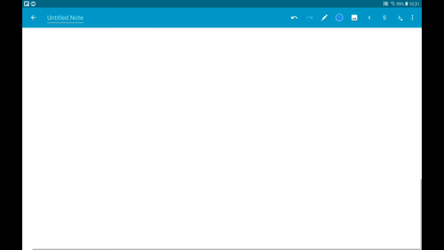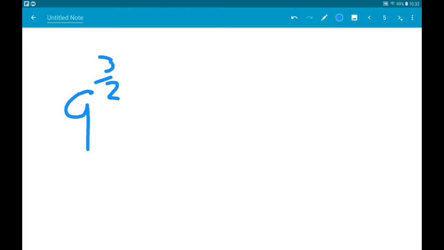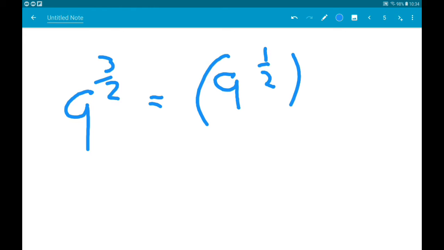So that we want 9 to the 3/2. Okay, so split it up in the same way. We're going to call this 9 to the 1/2 all cubed. Now, 9 to the power 1/2 is the square root of 9, so that's 3. So we now have 3 cubed, which is 27.